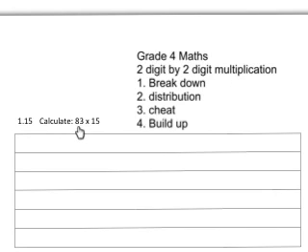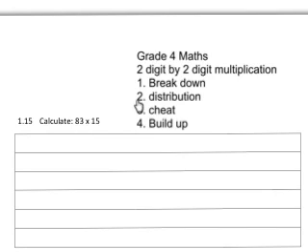This is the sum, 83 times 15, and these are the steps that we are going to use in the sum. It's not the conventional method or column multiplication, but we're going to follow the breakdown method, which involves distribution, and there's something I call cheating, and building up. So let's get to it.